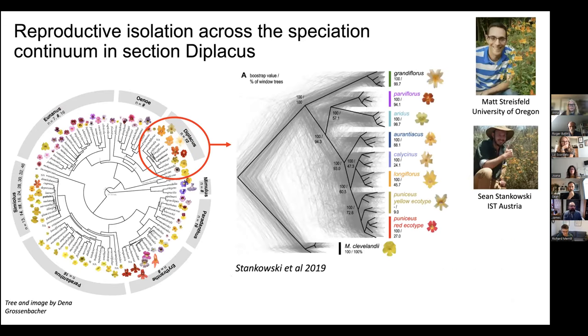I'm going to run out of time because I put too many slides in here, but I also want to highlight some things we're doing in this section, Diplacus. This is work that Matt Streisfeld started quite a while ago, and before that, Verne Grant worked in this section of Mimulus. This is a really amazing group of woody shrubs nested within this group. Thanks to Sean and others, Madeline Chase and Matt's work, we have this really wonderful phylogeny. This group is a really recent radiation with all the necessary ingredients to produce advances in our understanding of isolation.